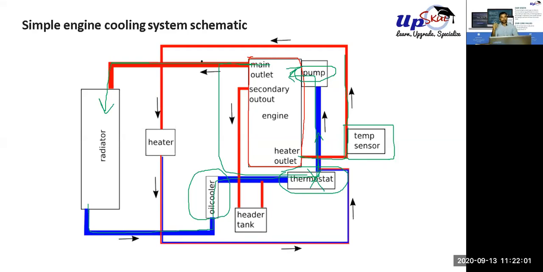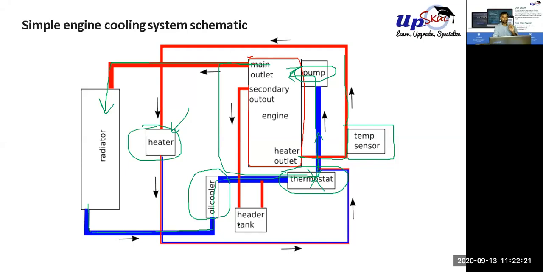So what it does is take hot water from the coolant and use that hot water to heat up cabin air. Okay. So this is the heater core. There are blowers and stuff to heat up the cabin air. Yeah, so this was a very simple cooling circuit.